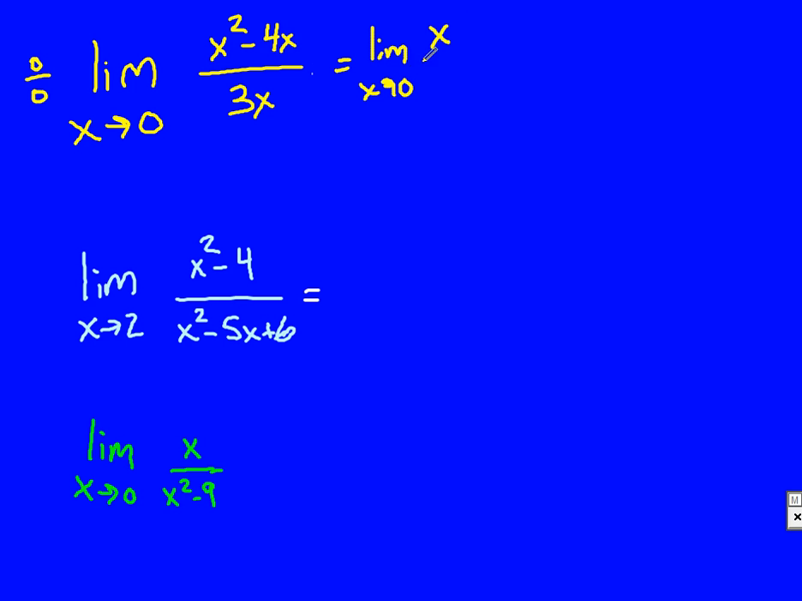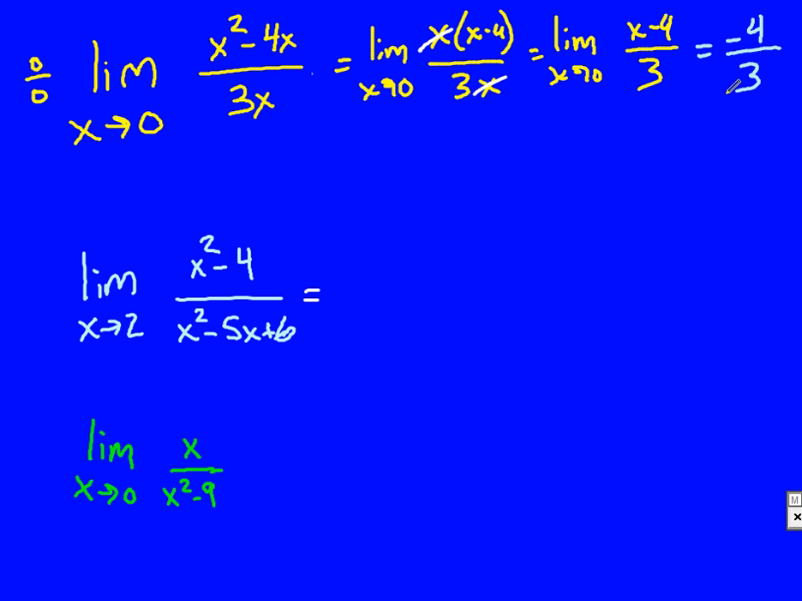I can pull out an x up top. I'm left with x minus 4. And I still have 3x on the bottom. Look what happens again. I have x's that'll cancel out. Now that they've canceled out, if I want to rewrite it, it's the limit of x minus 4 over 3. Now I can plug in 0 for x, because that's what I have here, and get an answer of negative 4 over 3.